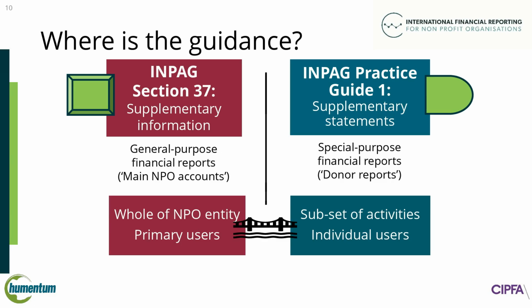Disclosures in the notes to the main NPO accounts provide the means to create a bridge to any supplementary statements. This is because, where an NPO applying INPAG chooses to present supplementary statements in accordance with Practice Guide 1, it must also provide information in the main NPO accounts, as prescribed in INPAG Section 37, Supplementary Information. It is these disclosures that connect the main NPO accounts with the supplementary statements.